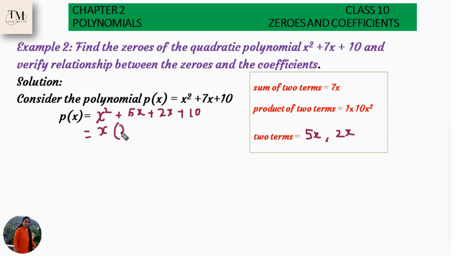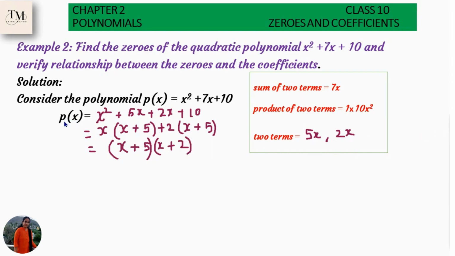So the remaining will be x plus 5. In the next two terms, we can take 2 outside. So the remaining will be x plus 5. So here x plus 5 is common. So we can take x plus 5 outside. If I take x plus 5 outside, the remaining will be x in the first term and plus 2 in the second term. So x plus 5 into x plus 2.